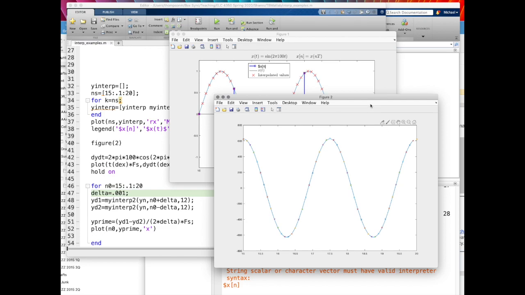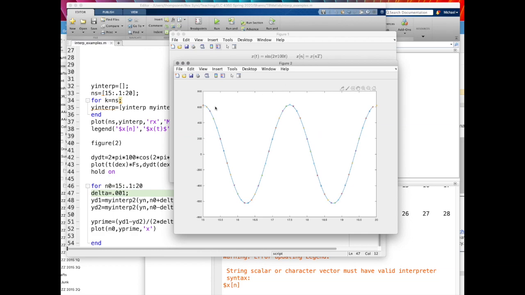But what you see here is it's possible to do this derivative estimate of the original analog signal with only the sample values. So where we're going to go from here is we're going to use this approach to do optimal symbol synchronization. That will be the subject of the next few videos.